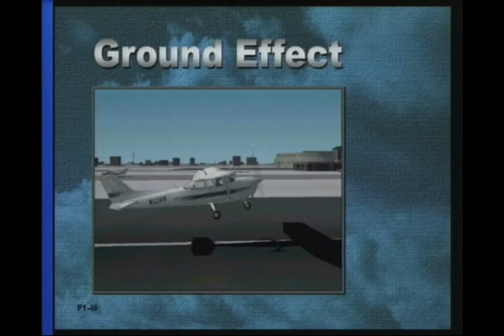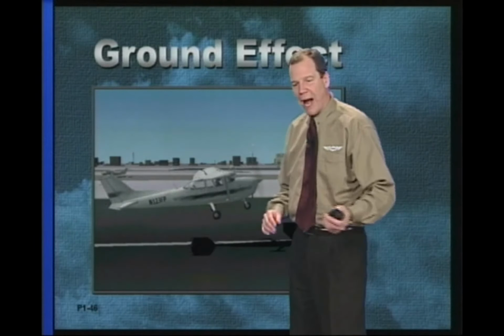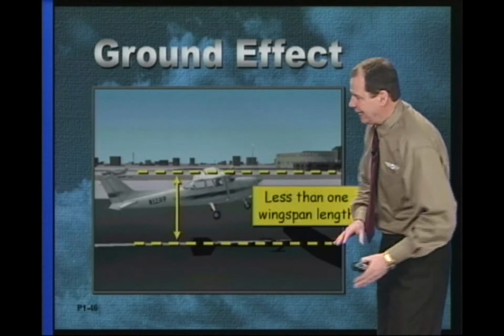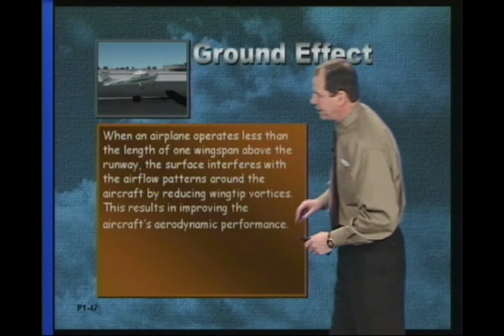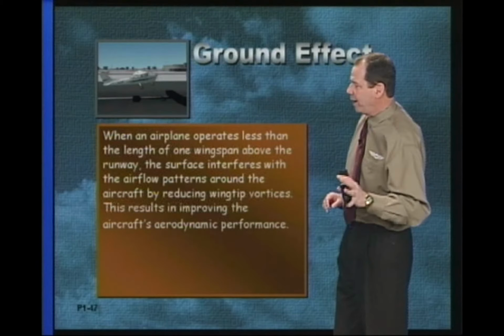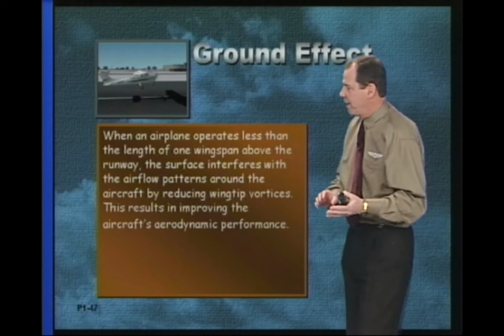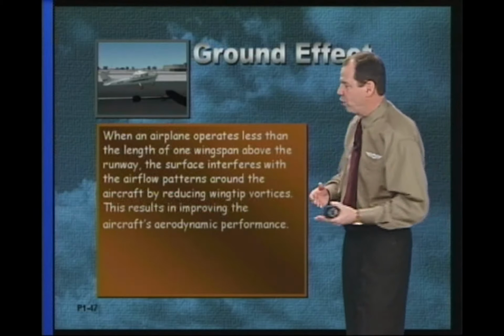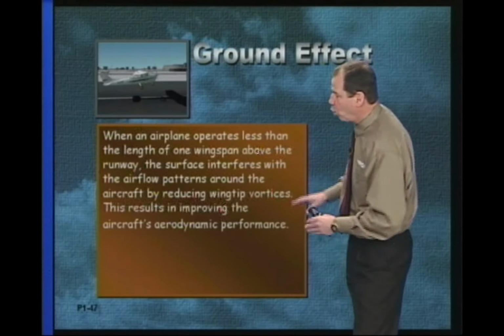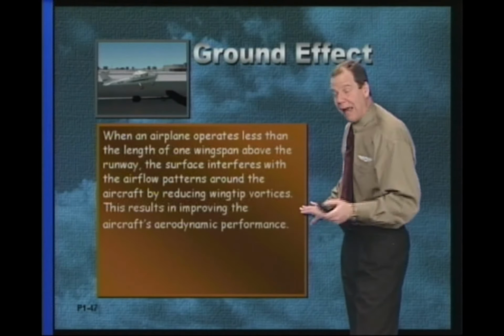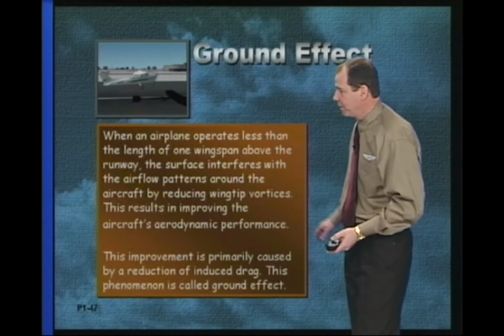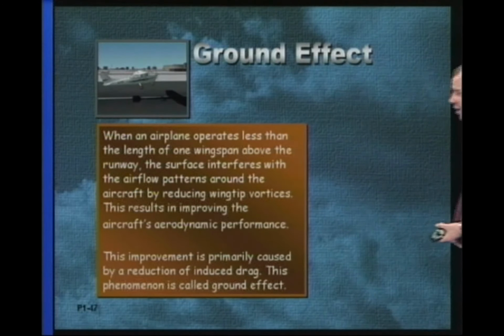Here's our final concept to talk about, and that's going to be ground effect. Now, ground effect occurs when the aircraft is less than one wingspan above the ground, okay? Here's what ground effect is. When an airplane operates less than one wingspan above the runway surface, that surface interferes with the airflow being generated by the wing, reducing the wingtip vortices. As a result, this actually improves the aircraft's aerodynamic performance, okay? Now, this improvement is primarily caused by a reduction in induced drag. This phenomenon is called ground effect.